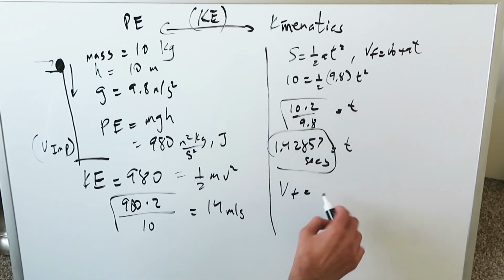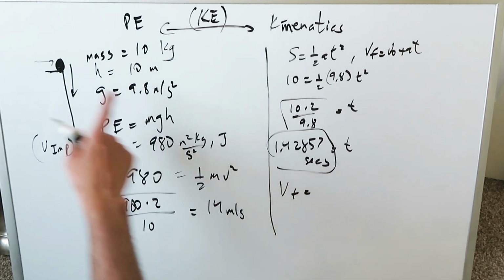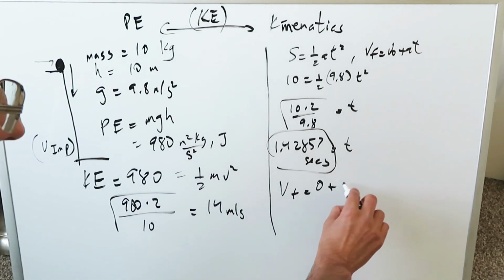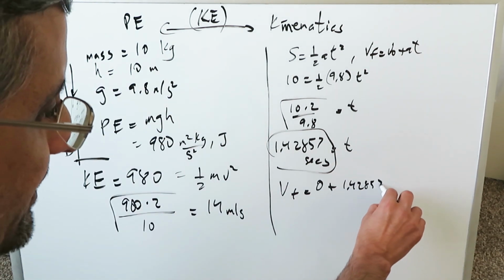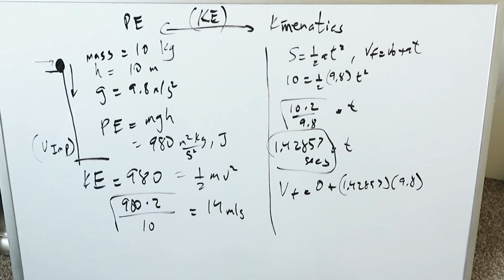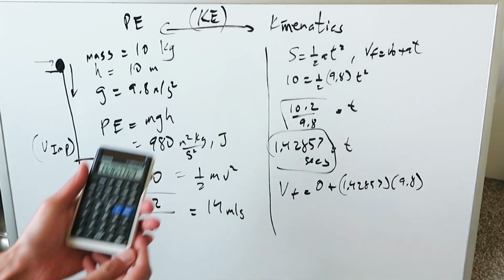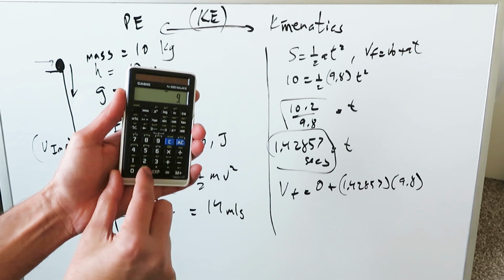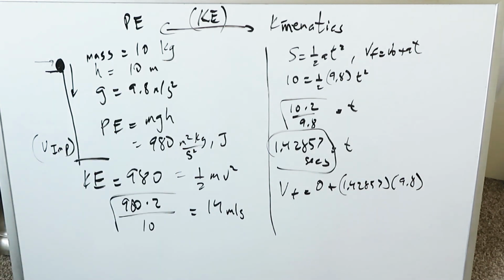Take this value and put it right over here. Your final velocity is equal to what we will solve. Initial velocity, the ball is at rest, 0, plus 1.42857 times the acceleration due to gravity, 9.8, and you'll have a value which should be exactly 14. I have that value saved, times 9.8. You get 14 meters per second.